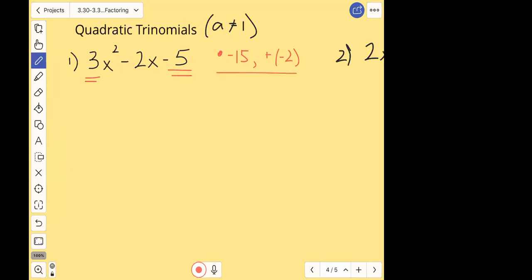So we need to think about what 2 numbers will do that. Well, numbers that are going to multiply to give us a negative, one has to be positive, one has to be negative. And the values that will do that are going to be 3 and negative 5. They will both multiply to negative 15 and add to the negative 2 that we wanted. So those are like our winners. So then we draw the box.